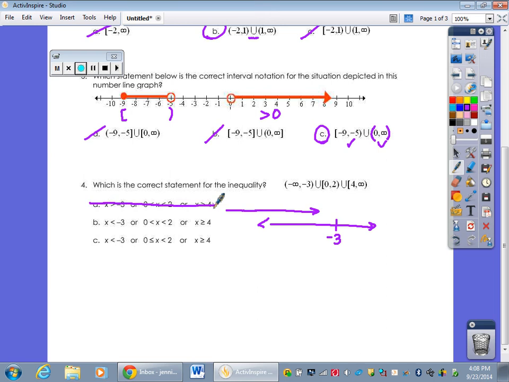So B is okay. And then our union tells us that we want to go from 0 to 2 and we want to include 0, which means there should be an equal to. Remember that brackets are for the equal to's, parentheses are for the ones that don't have the equal to's. So this would be out. And then we want greater than or equal to 4 because we want 4 to infinity. So that would be all the numbers bigger than 4. So C is your answer.